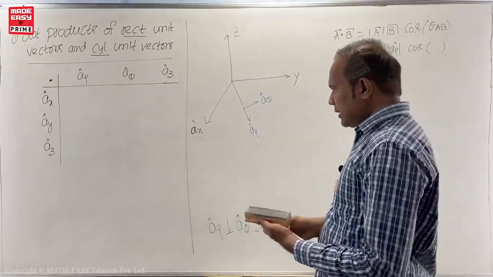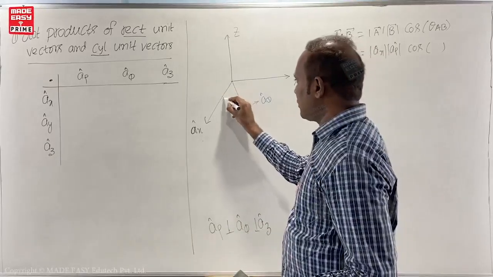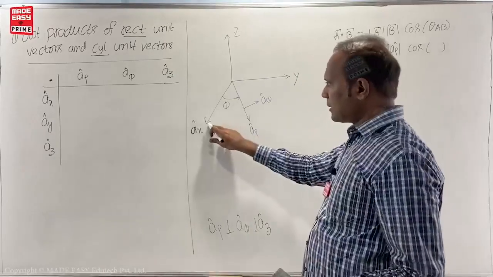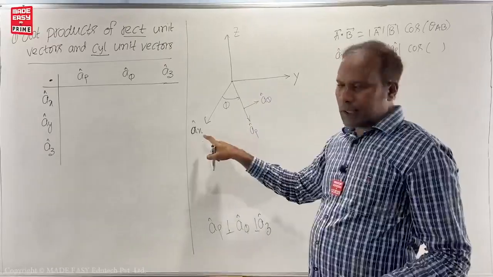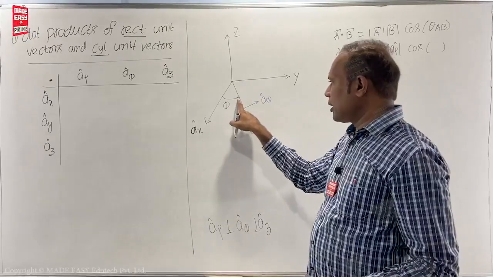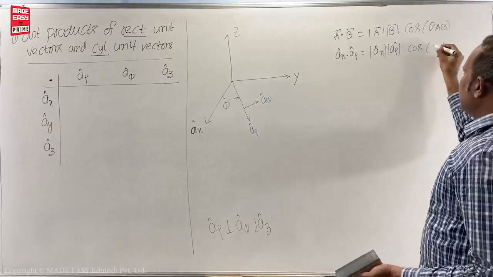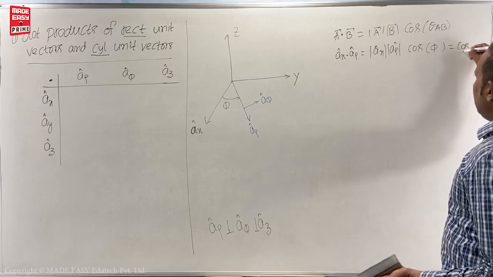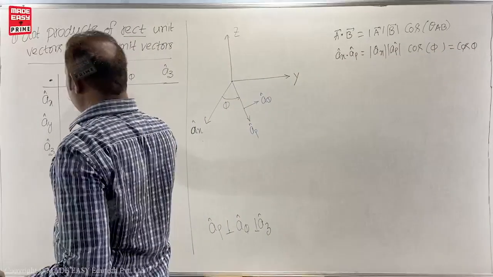Now, dear students, what is this angle? You know this angle is phi, the horizontal angle, the angle from the x-axis to the rho axis. The angle between the x-axis and the rho axis is phi. The magnitudes are 1 and 1, so the answer is cos phi.